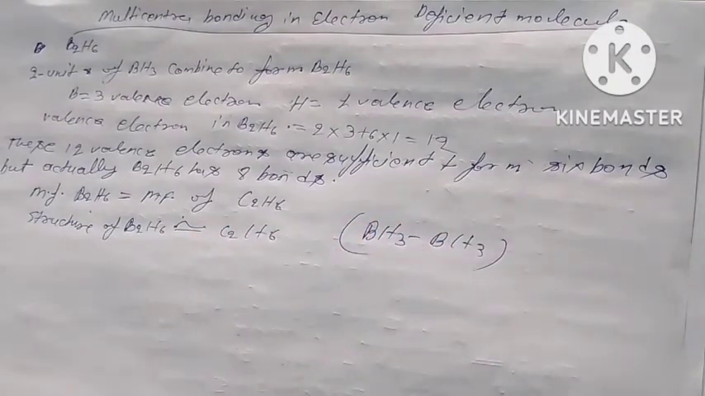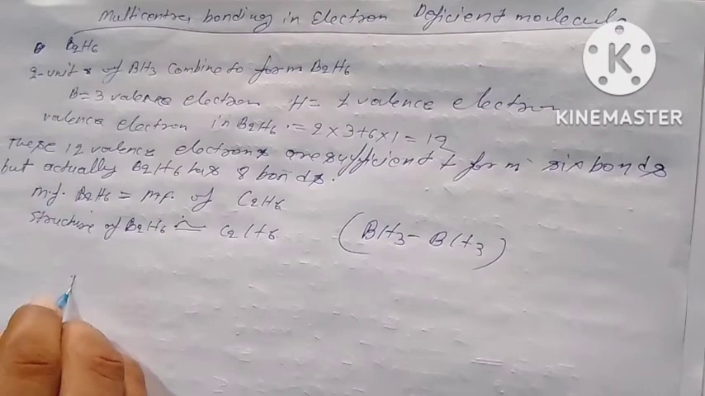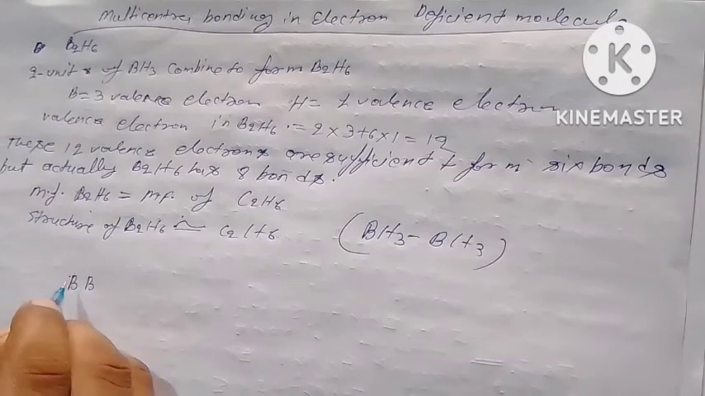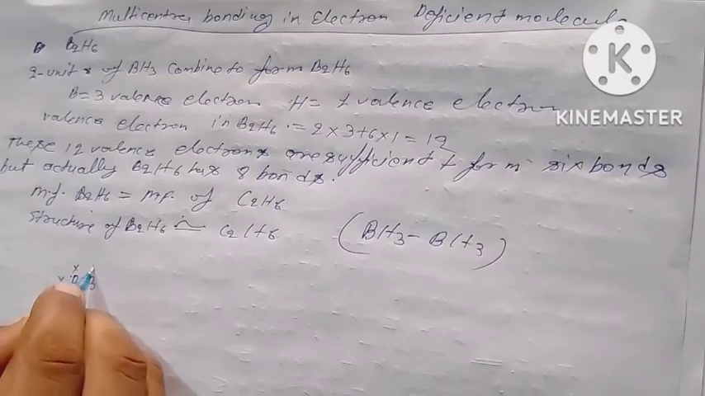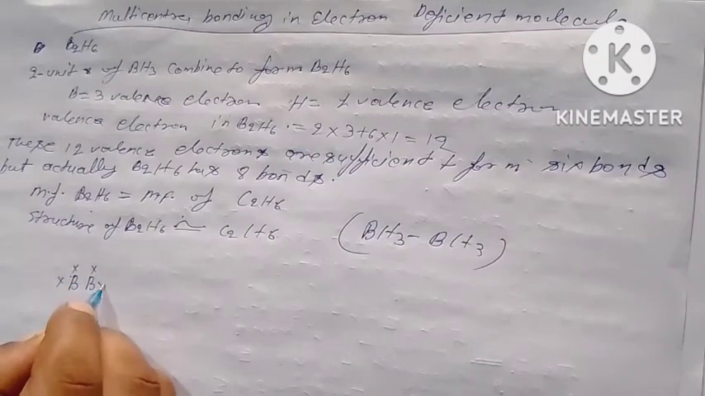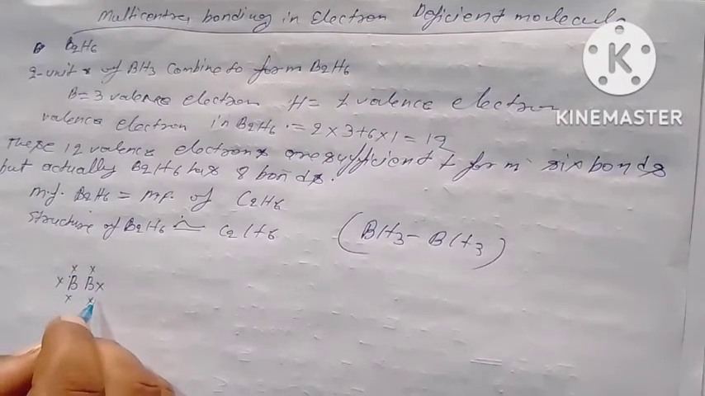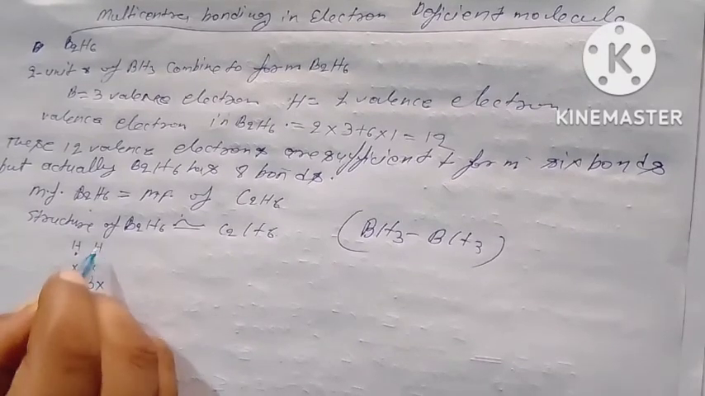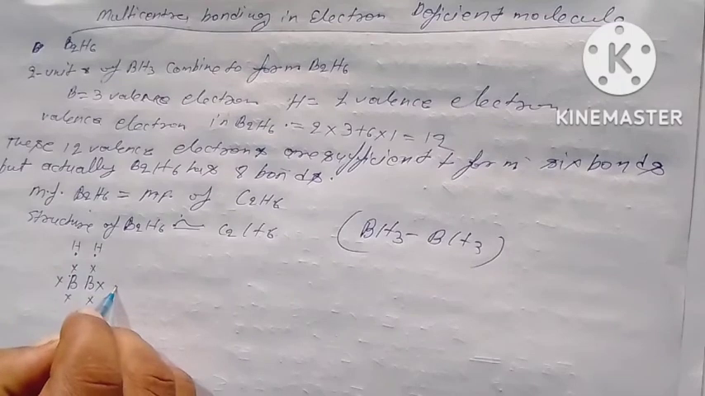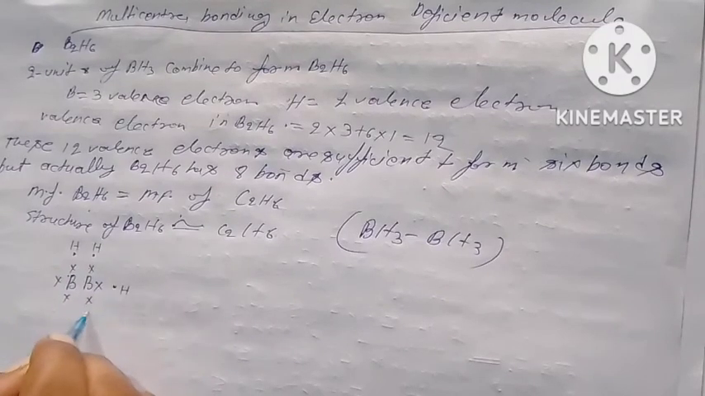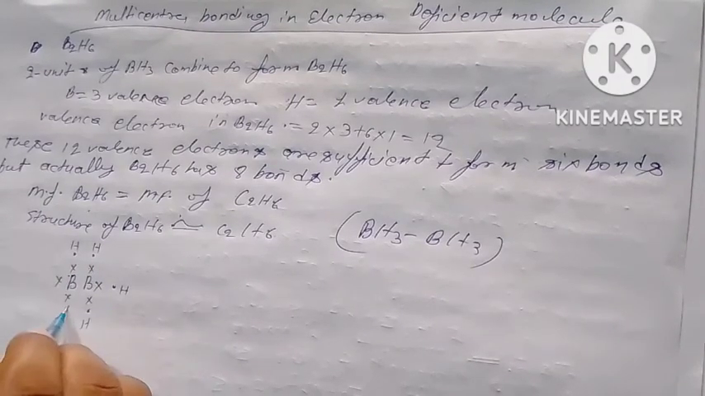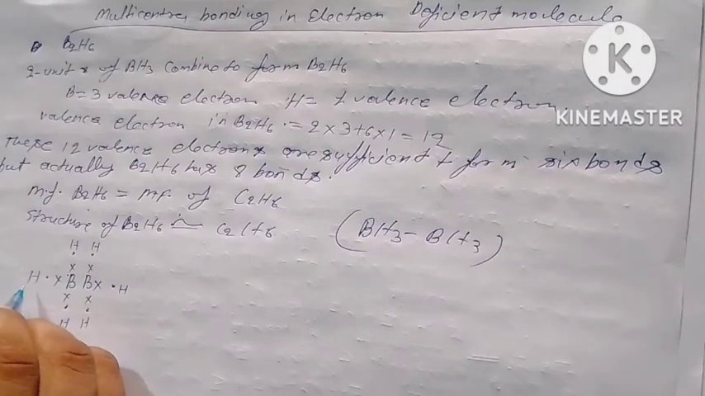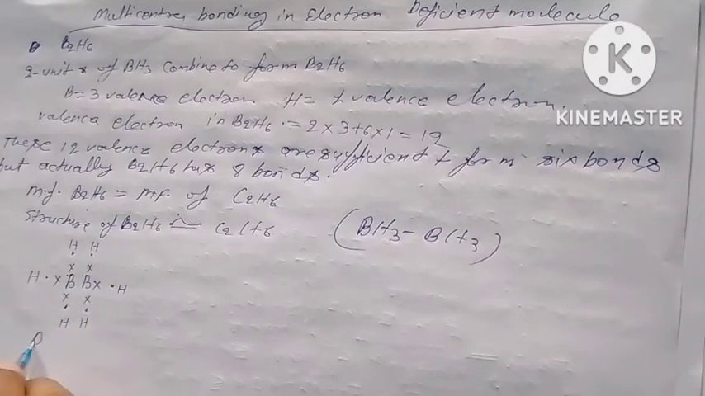Okay, so 1 boron, 2 boron, that is 1, 2, 3, 4, 5, and 6. 1 hydrogen, that is 1 hydrogen, and that is 1 hydrogen. This is diborane.